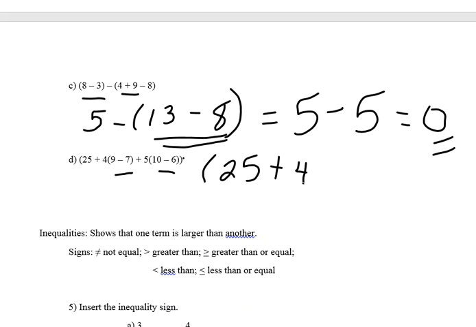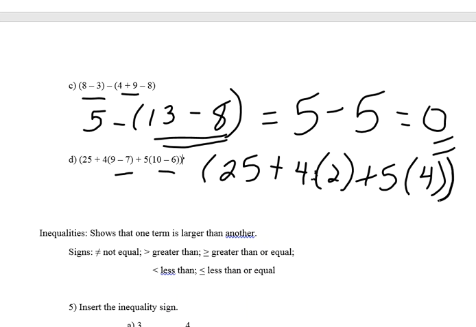Now the 4 is a multiplication, so I have to keep that. 9 minus 7 is 2. Now notice I have a 4 and a parenthesis. We have to understand that when two numbers sit with parentheses like this, it means to multiply. So I'm going to go ahead and put a dot there to help me know that that is a multiplication. Okay, now I have plus 5. Again, I have the 10 minus 6 to do. 10 minus 6 is 4. Again, I'm going to put the dot there.